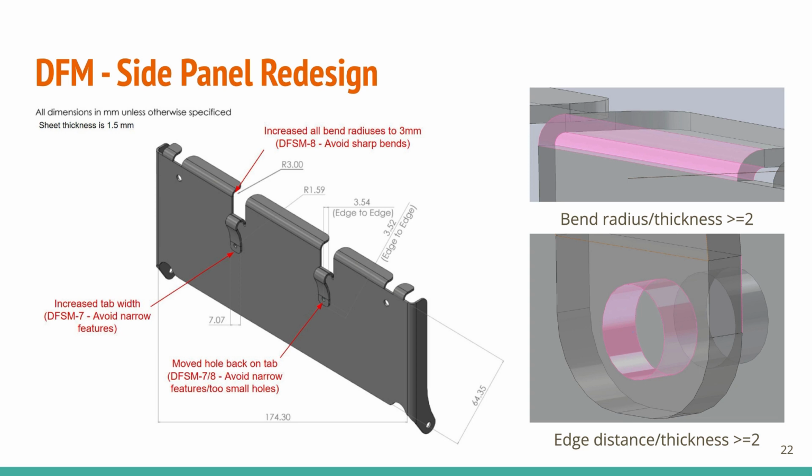And here we've got a drawing with some annotated features. So we increased all bend radiuses to 3 millimeters, DFSM 8, avoid sharp bends. We increased the tab width, DFSM 7, avoid narrow features, and then moved back the hole in the tab, DFSM 7 and 8, avoid narrow features and too small holes. And all of these help the part meet the DfM Pro guidelines.